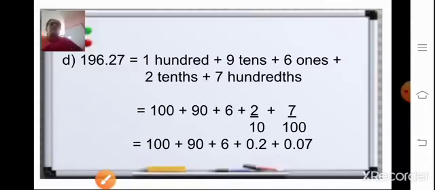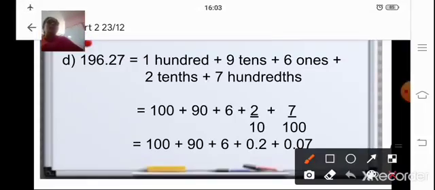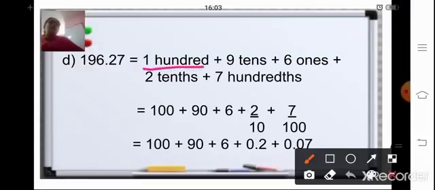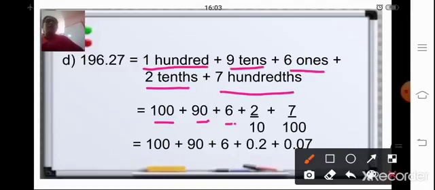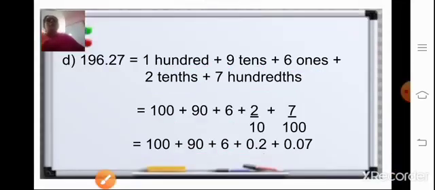Yes, you can write the expanded form here. Just copy it in this answer. So 1 is in hundreds place, so 100 plus 9 tens plus 6 ones. And then write it here, that is 100 plus 90 plus 6. So 2 is in 10th place, so 2 tens. And 7 is in 100th place, so 7 hundreds. So 2 upon 10 plus 7 upon 100. And using the decimal point, you can write the final answer as 100 plus 90 plus 6 plus 0.2 plus 0.07. Okay. Next sum.